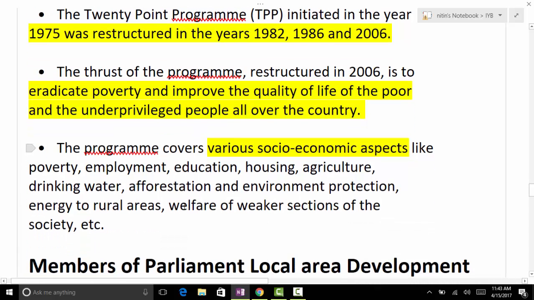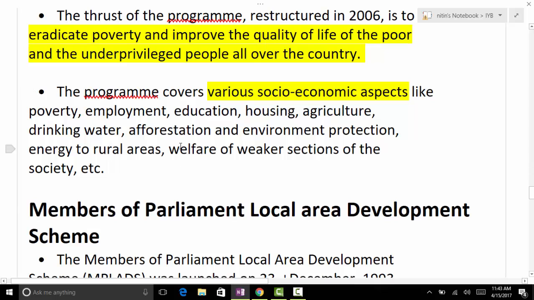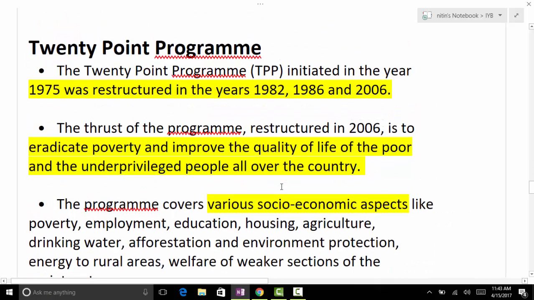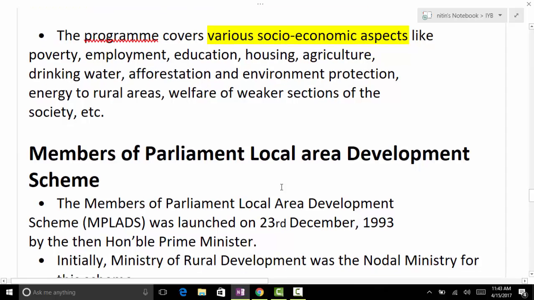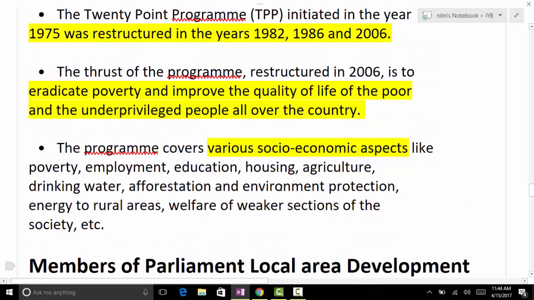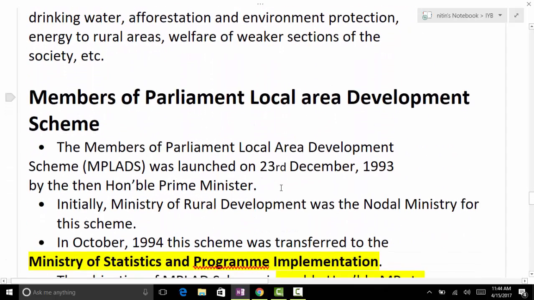ठीक है, आपको पता है कि poverty eradicate करने के लिए क्या-क्या program हो सकते हैं, but all these will be part of the TPP 20-point program. So various socio-economic aspects are included like poverty, employment, education, housing. Just remember the idea, what actually it is, ताकि सामने you don't just feel कि what has come. Though it's an old scheme, chances are less to be asked in the PT exam.